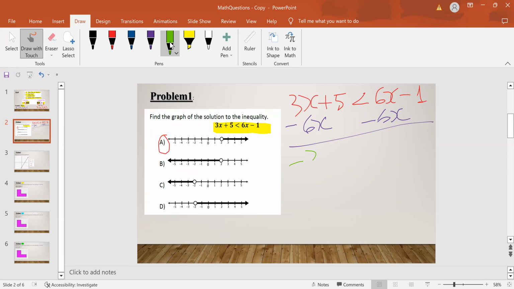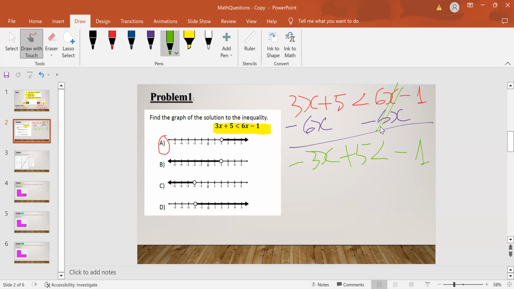So we're going to have a negative 3x. You have to understand that 3x minus 6x is like having 3 items minus 6 items. Here we have a negative value, but the concept is doing 3 minus 6. The x terms are like terms, that's why we are combining 3x and negative 6x. So you have negative 3x plus 5 is smaller than negative 1. Understand that the 6x is going to cancel out on both sides.